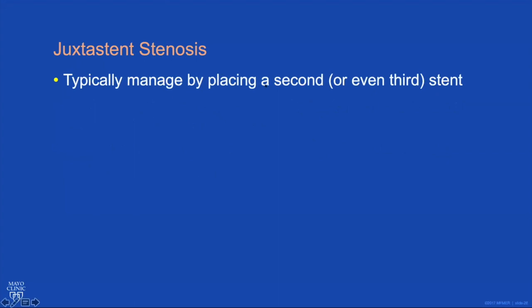We typically manage these patients by placing a second stent. We haven't placed a third stent, but we would if we needed to. We place a second stent overlapping at the site of the restenosis. So here's a case that we had recently.